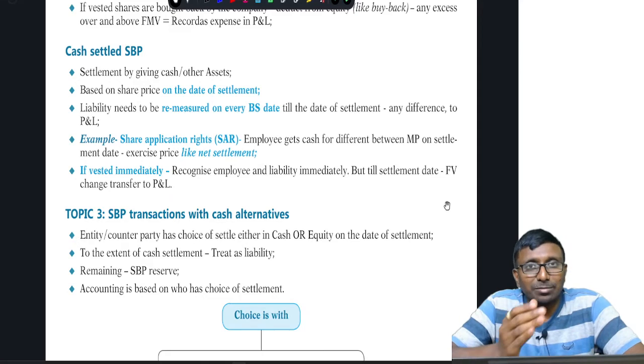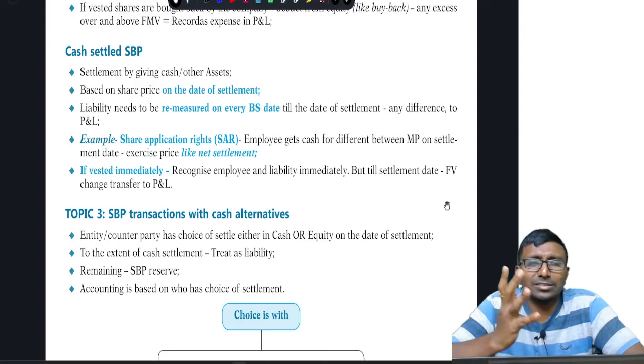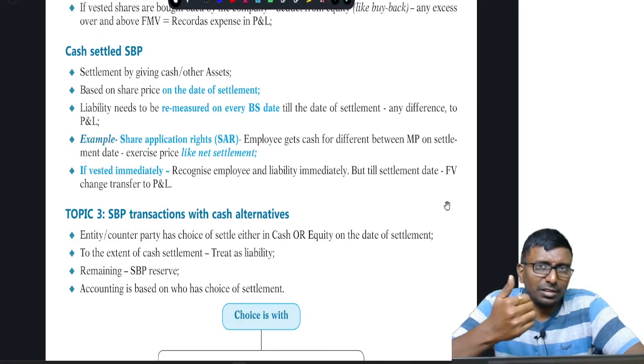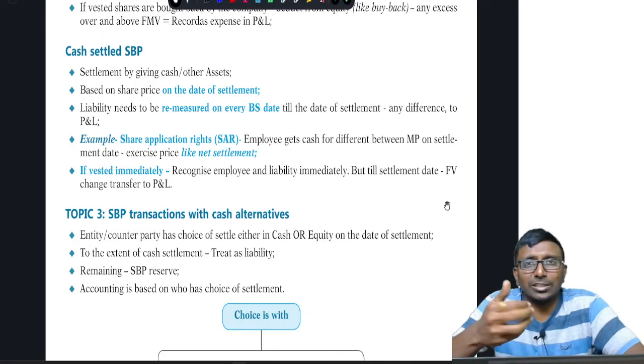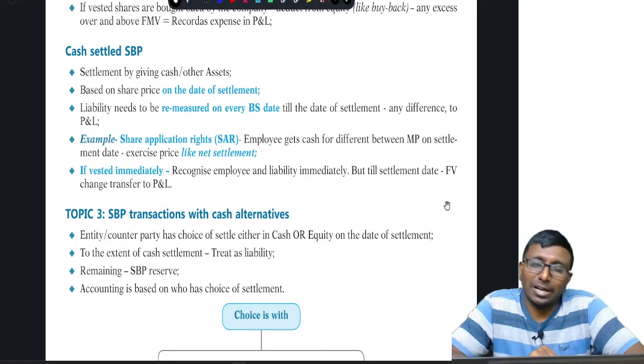This cash settled share based payment, when people call it in examination, they will ask you as SAR, share appreciation rights. Suppose if it is vested immediately, what will happen? Entirely cash settled: employee benefit expense account debit to SBPL, and SBPL account debit to cash or other assets, whatever you give to employees. That's it. This topic is easy, and from here questions are asked a number of times.